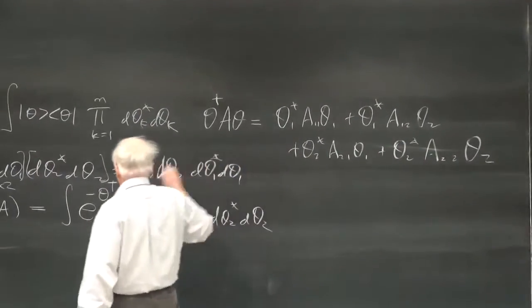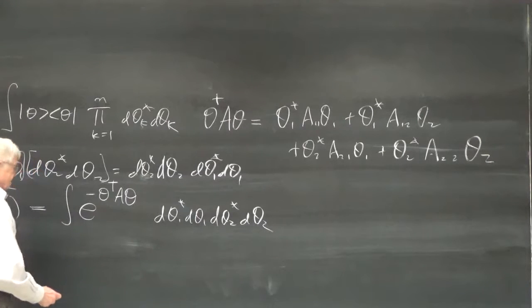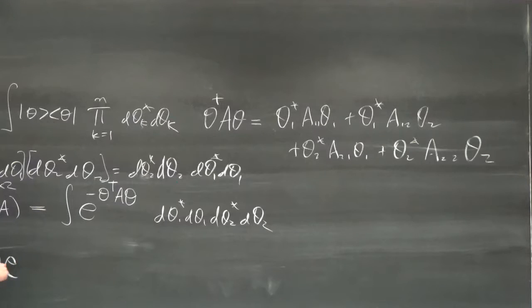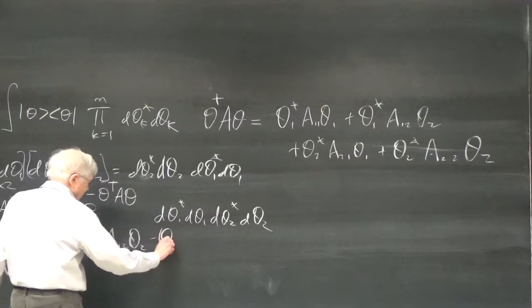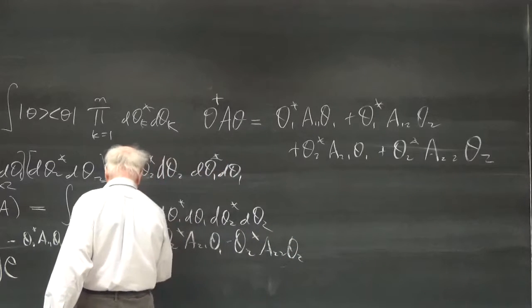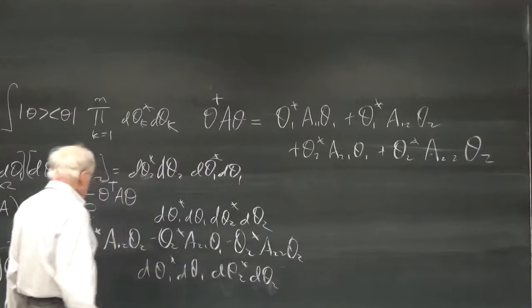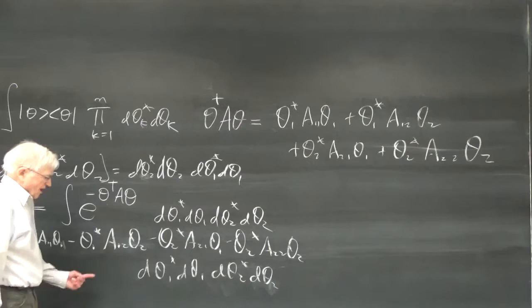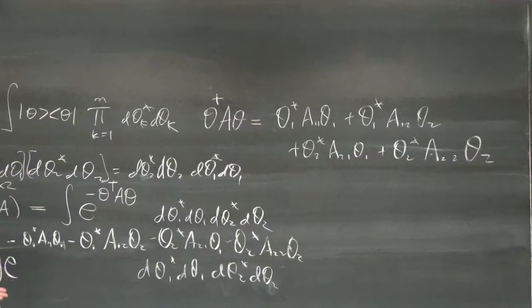Okay, if we keep that in mind and stick it in the exponential there and then expand, what have we learned? Well, this thing is the integral of e to the minus theta 1 star, A11, theta 1, oops, minus theta 1 star, A12, theta 2 minus theta 2 star, A21, theta 1 minus theta 2 star, A22, theta 2, d theta 1 star, d theta 1, d theta 2 star, d theta 2. Now in this integral, the only terms that are going to survive are ones that have 1 theta 1, 1 theta 1 star, 1 theta 2, 1 theta 2 star. In other words, they have to be quartic in Grassmann variables, and you can't repeat any Grassmann variable.